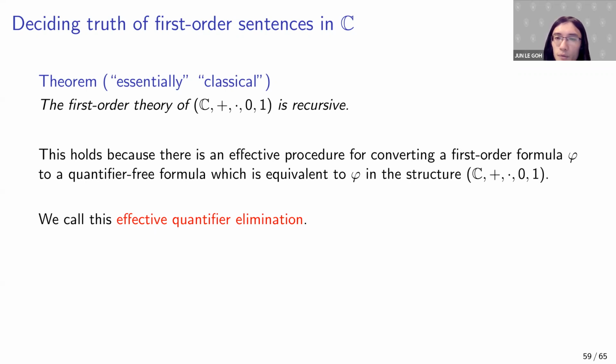If I give you a first order formula in this language, plus, times, 0 and 1, this first order formula can have a bunch of quantifiers, a bunch of universals, a bunch of existentials. There is a procedure to convert such a formula into one with no quantifiers at all. The fact that this can be done, we call this effective quantifier elimination.